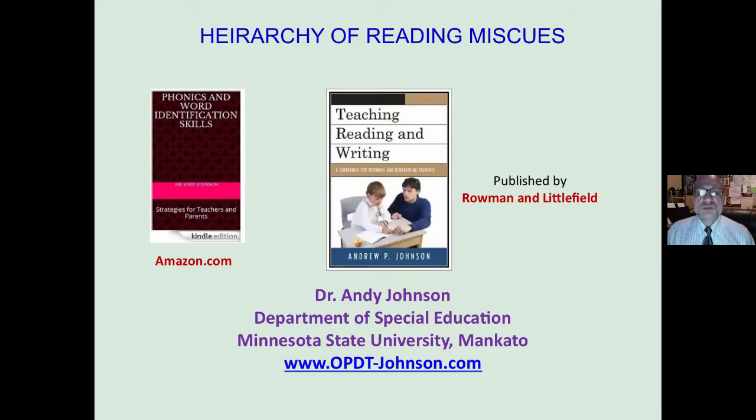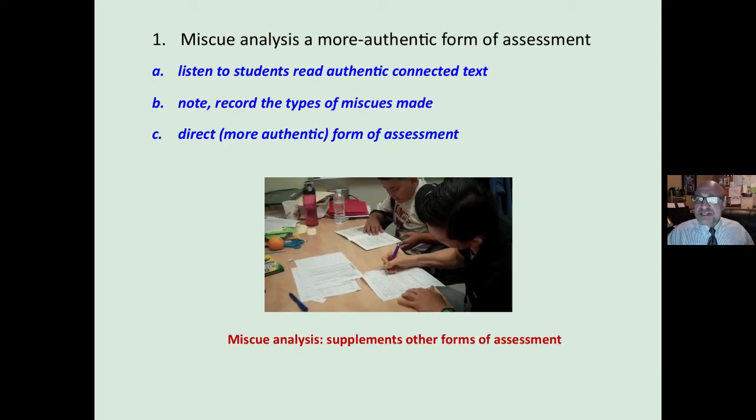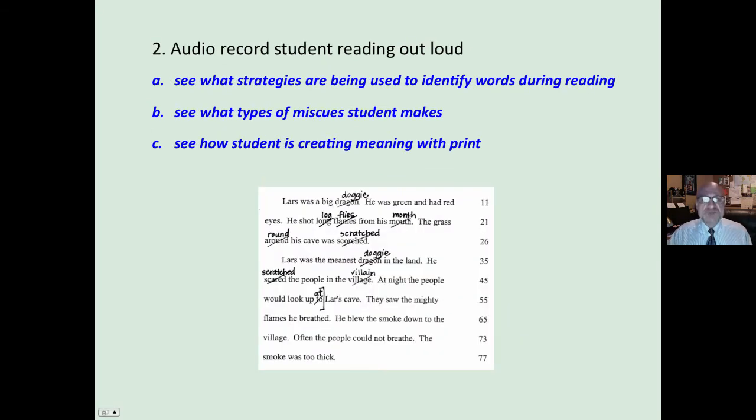Andy Johnson, Minnesota State University, looking at a hierarchy of reading miscues. This understanding comes from doing miscue analysis, which is a more authentic form of assessment. Here you listen to students read authentic connected text, and you note and record the types of miscues that the students are making. It is a more authentic form of assessment.